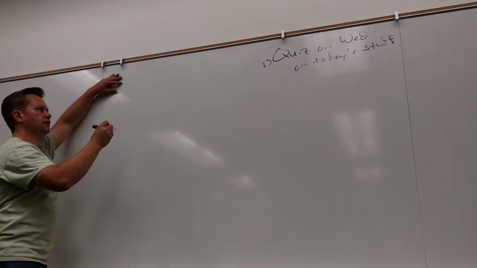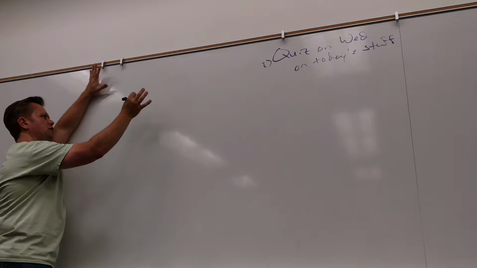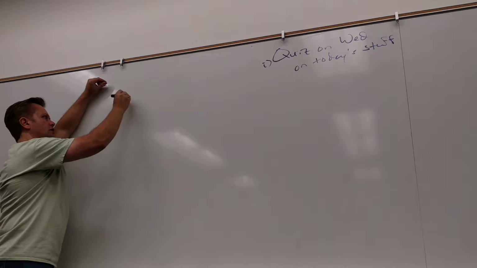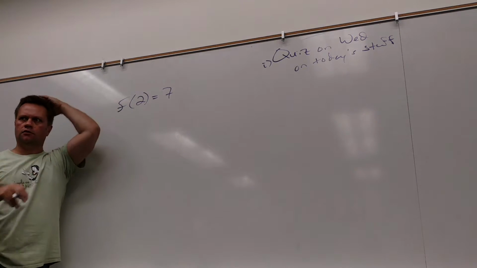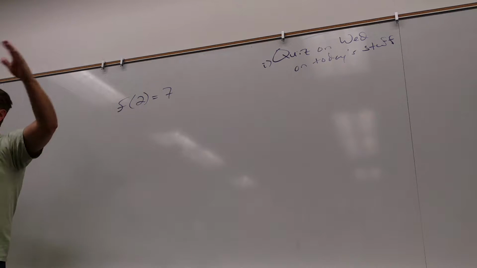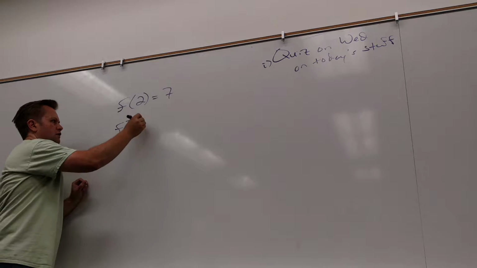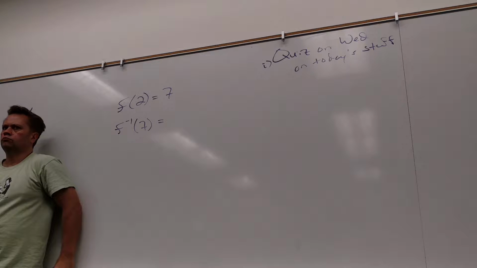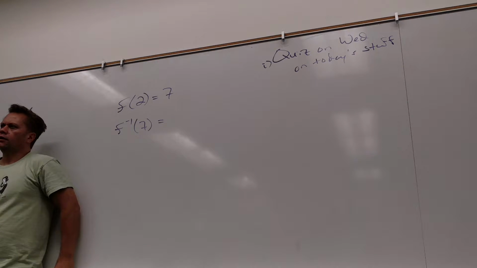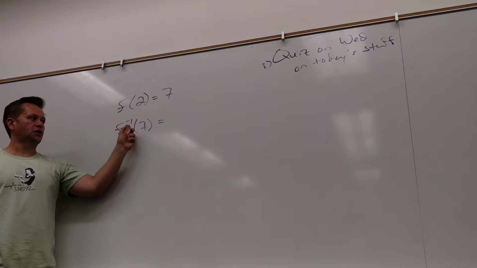So, a couple things. What do you think about this? Not even telling you what the function is. If f of 2 is 7, you don't even know what the function is. What would f inverse of 7 have to be? 1/7? So again, we've already forgotten. What does this notation mean?